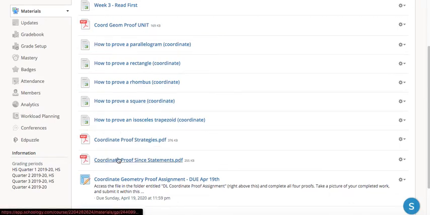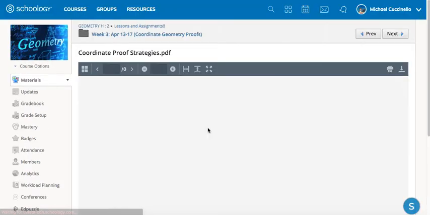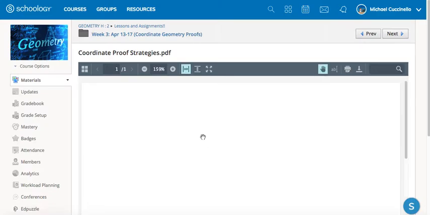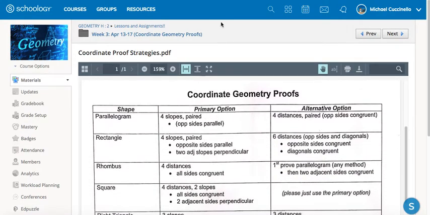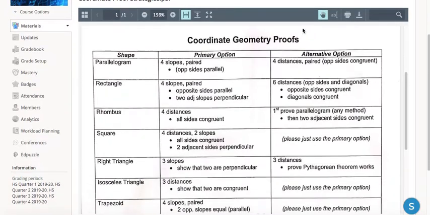Now, there's these two other resources down here. If you click on coordinate proof strategies, what that'll open is this document that I scanned in, because as you know, I lost my files. That is a strategy sheet. So pretty much you have a primary option and an alternative option. I would, for the most part, stick with just the primary option.